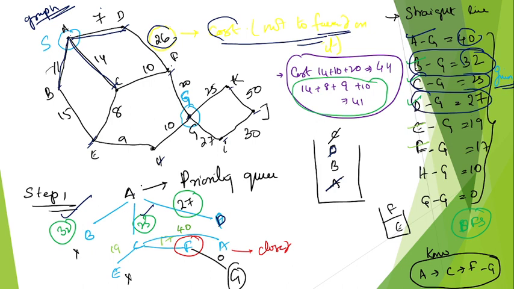I have got A, which is not the goal. Then based on that, I have got B, C, D. What is the heuristic value? It is 32, this is 25, and this is 20. Place this in a priority queue based on the heuristic values. So I've got B with 32, then 27, and C.